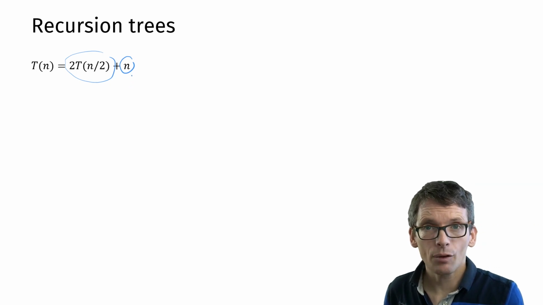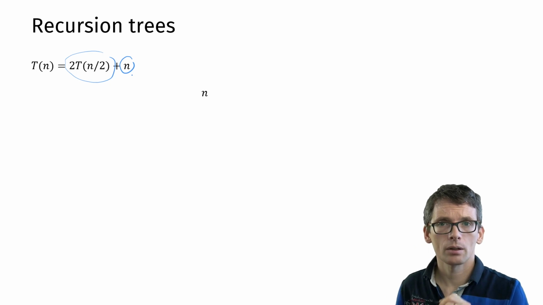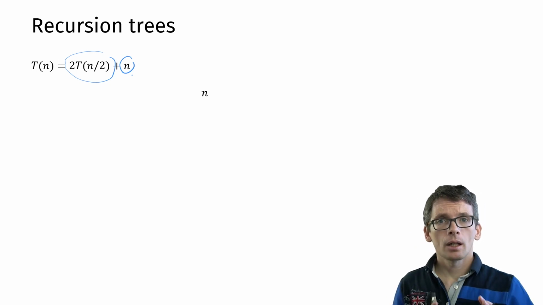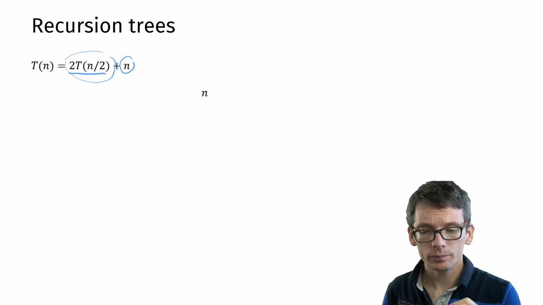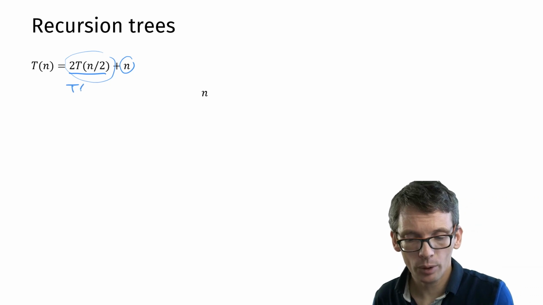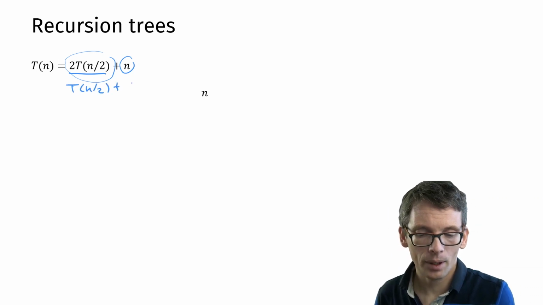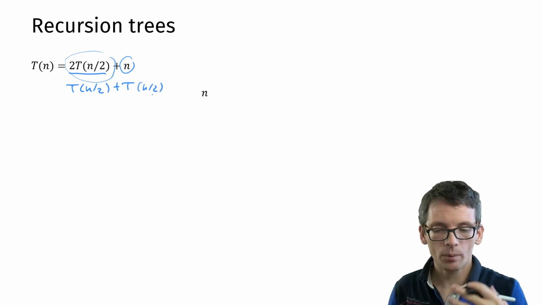So we take this f of n part and we write it at the top of the recursion tree. So that's simply n. Now we still have to handle 2 times t of n half. Instead of taking this as 2 times t of n half, we're going to take it as t of n half plus t of n half. And why do I rewrite it like this?